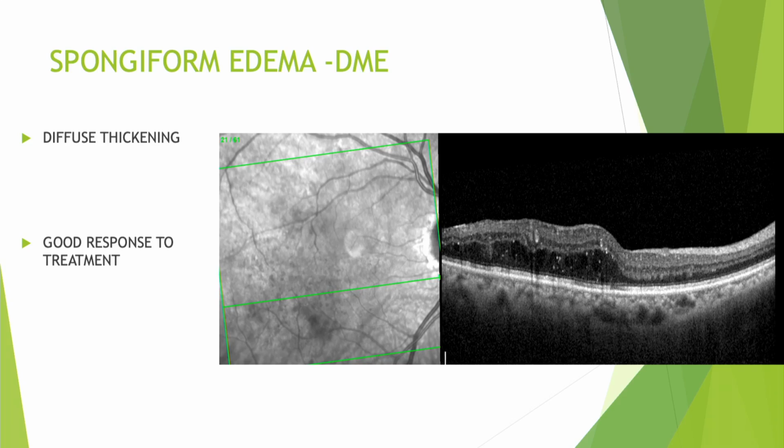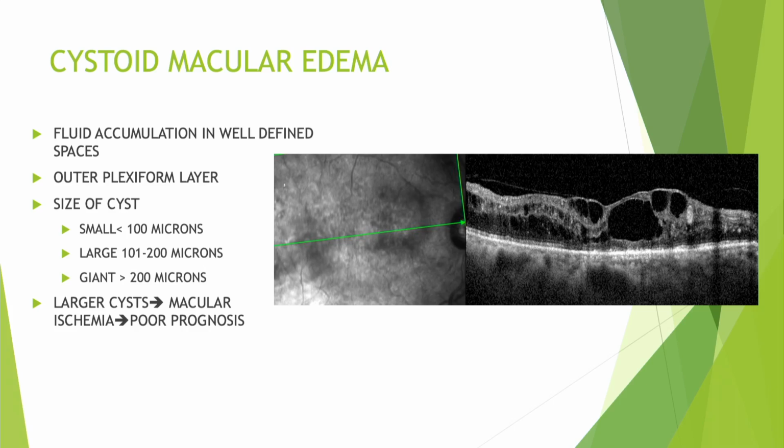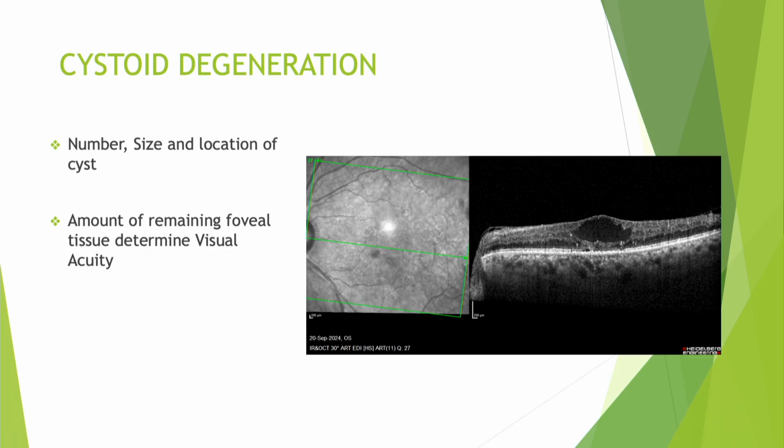A spongy edema is a diffuse thickening of the retina with hyporeflectivity at the outer plexiform and the inner nuclear layer, and usually you have a good response to treatment. Whereas in cystoid edema, you have the fluid accumulated within well-defined spaces in the outer plexiform layer, and based on the size of the cyst, they could be small, large, or giant cysts, and the larger cysts are associated with macular ischemia. So what determines the visual acuity is not just the presence or absence of the cyst, but it is the number, the size, and the location of the cyst, and also the amount of the residual foveal tissue.